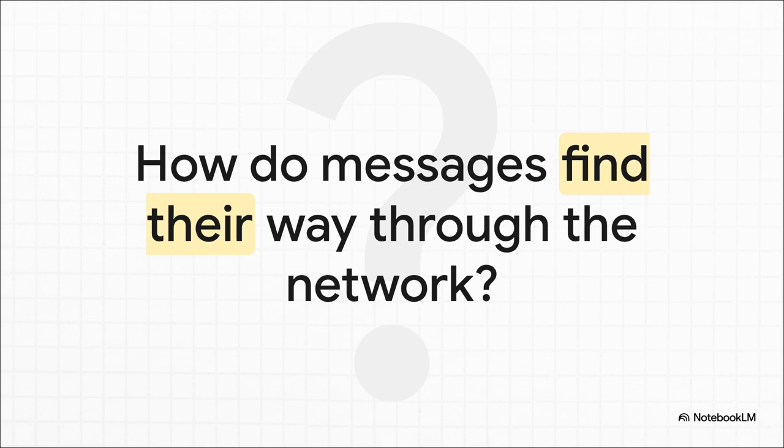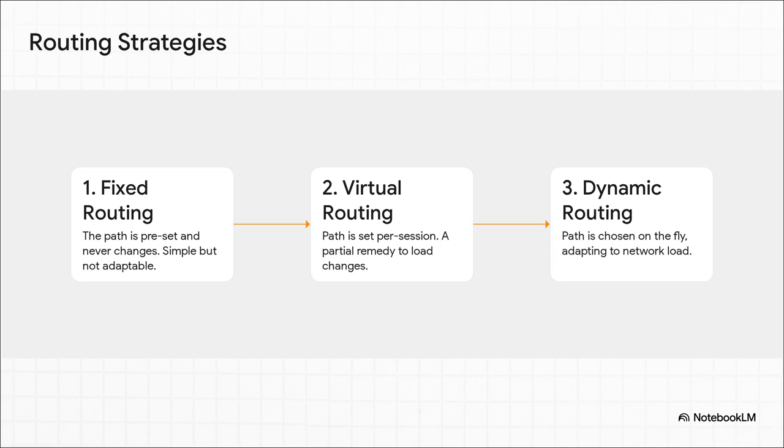Okay, so the computers are connected, we've got the networks, the wires, check. But that just opens up a whole new can of worms, right? In this massive, tangled web of connections, how does one little message from your computer find its way to the right destination? Well, it really boils down to three main strategies. And the easiest way to get it is to think about a road trip. First, there's fixed routing. This is like using an old school paper map. The path is set in stone. It's simple, but totally useless if there's a surprise traffic jam.